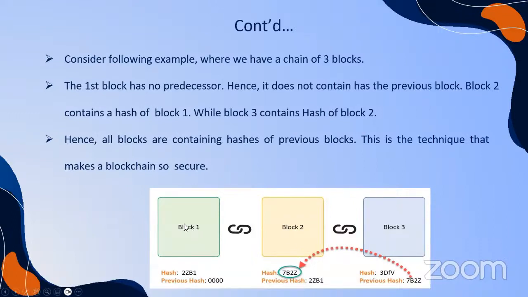Here the first block is generated successfully. Then we generate the hash 2ZB1, and this hash is used in block 2. So the previous hash we stored is 2ZB1, and block 2 is successfully executed. Then we generate the next hash, 7B2Z, and we store this hash in the next block. In this way the hashes connect one block to another block, and another block to another block. This is the basic concept of the chain in the blockchain.